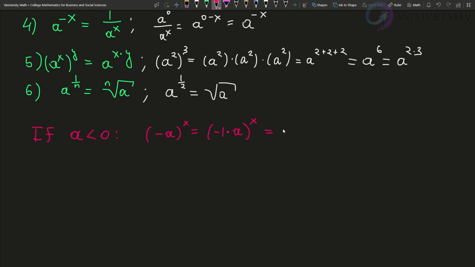So we can distribute the power, so it's going to be -1 to the power of x times a to the power of x. Now I'm saying that a is positive, but that -1 is the tricky one, because depending on the power of x, if it's an even power, it's going to be positive. If it's an odd power, it's going to be negative. So that's why we have to be careful, because the sign of a to the x will change depending on the value of x. Sometimes we cannot really plot the negative values if x is actually a variable.